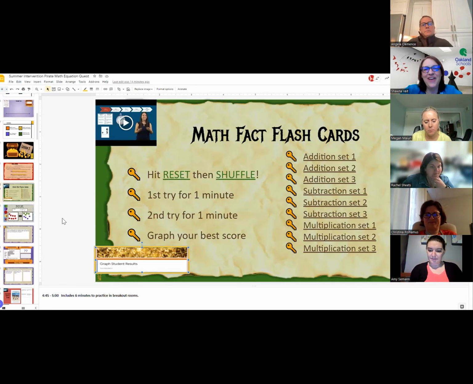All right, fist to five. How confident are you feeling about using Math Fact flashcards if it's a match for your teaching?